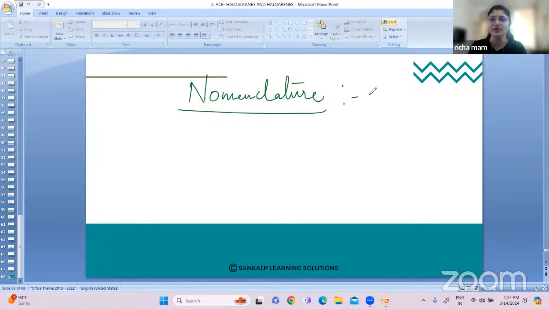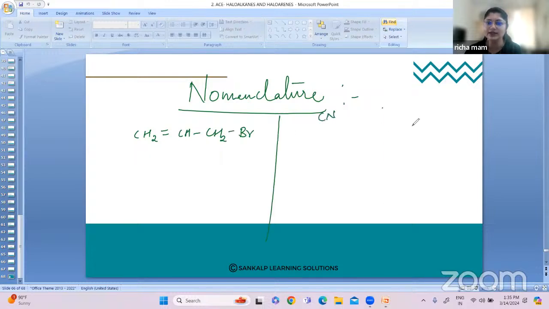I have given you some of the structures as homework, so let us solve that now. The first structure which I had given was this. We were discussing the common name as well as the IUPAC name, so please tell me the common name as well as the IUPAC name for this particular structure.